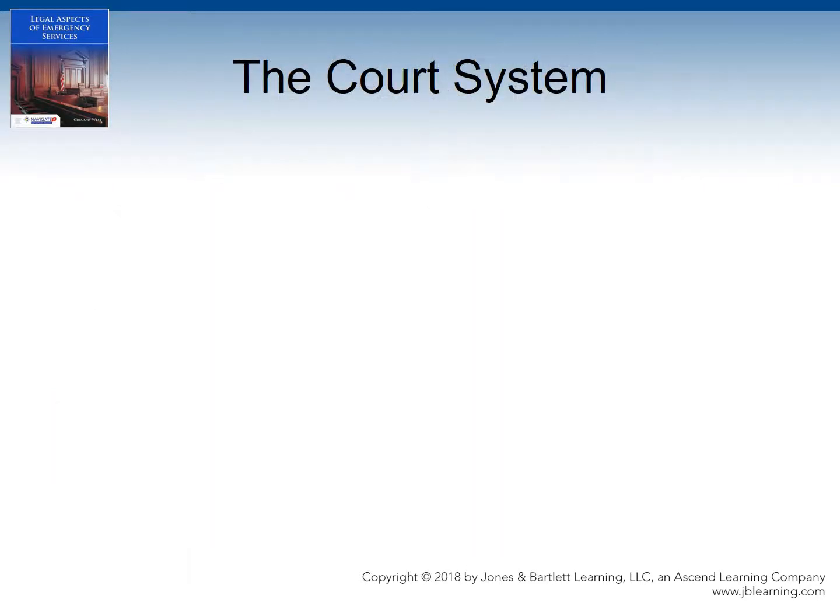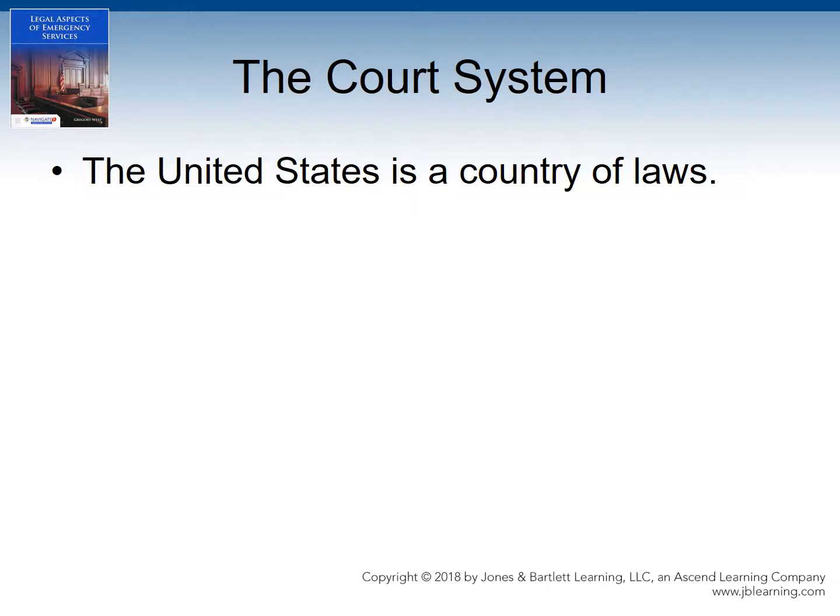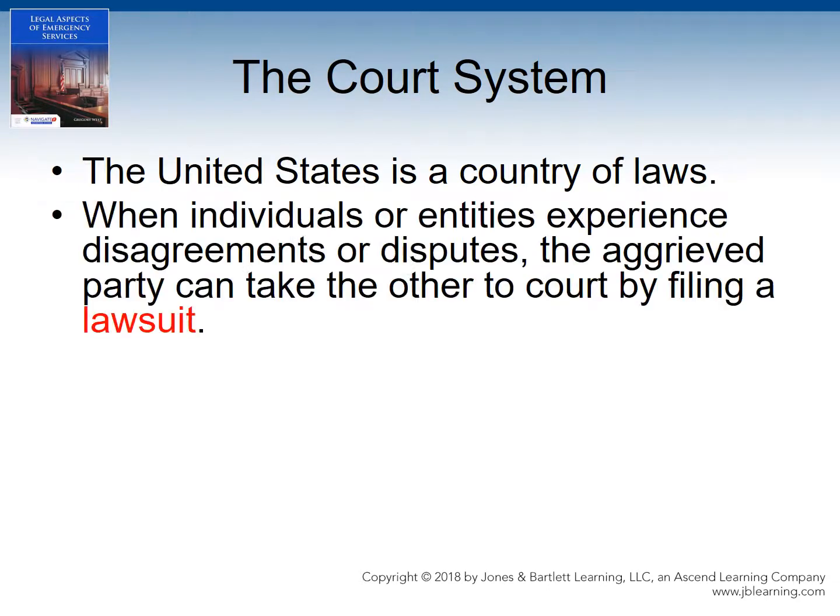Now that we have some understanding as to the types of legal entities served by the judicial system and how fire and EMS routinely fit into various legal entity categories, we can continue our exploration of the court systems within the United States. We stated in Chapter 1 that the United States is a country of laws. This means that when individuals or entities have disagreements or disputes, it is no longer acceptable to have a proverbial showdown at high noon. Rather, the aggrieved party has the ability to take the other party to court by filing a lawsuit.